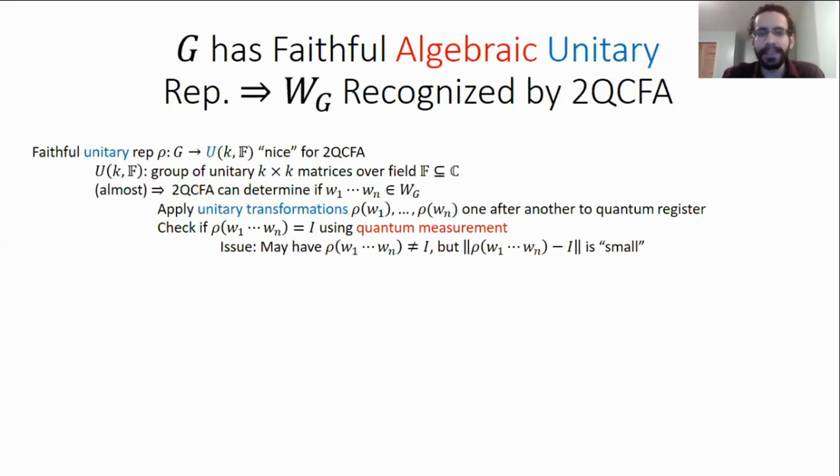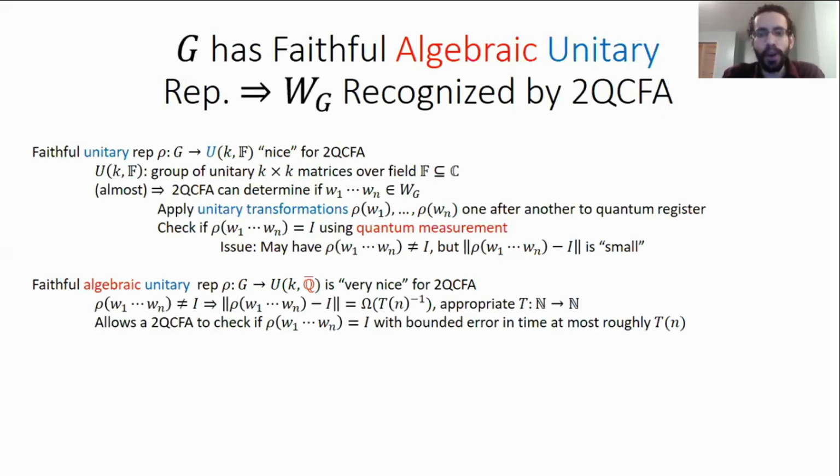So this is a problem, and to deal with this problem, we next suppose that rho is more strongly a faithful algebraic unitary representation, where now we've added the additional constraint that this is a representation into a group of unitary matrices with algebraic number entries. Representations of this form are very nice for 2QCFA, as the previous issue simply disappears. That is to say, now, if rho of W differs from the identity matrix, we're guaranteed that rho of W is far away from the identity matrix, where the distance is defined in terms of some function t. Now, a 2QCFA really can check if rho of W is equal to the identity matrix, with bounded error, in time roughly t of n. Therefore, if a group G has a faithful algebraic unitary representation, then the word problem of G is recognized by a 2QCFA.